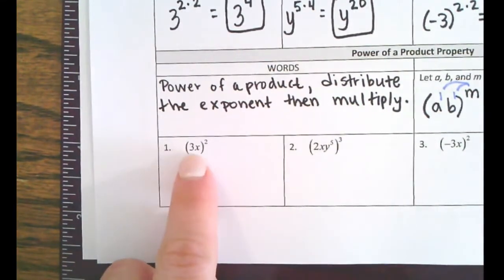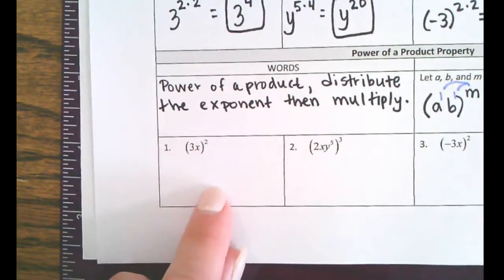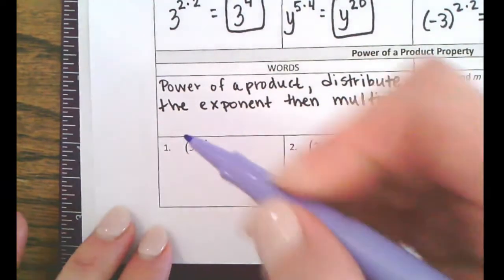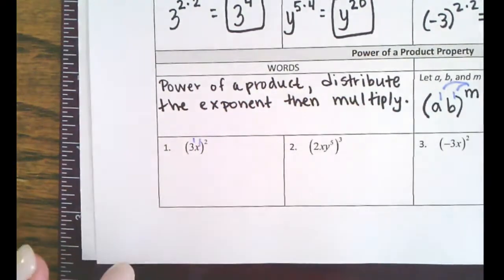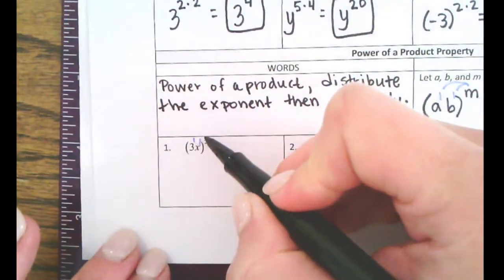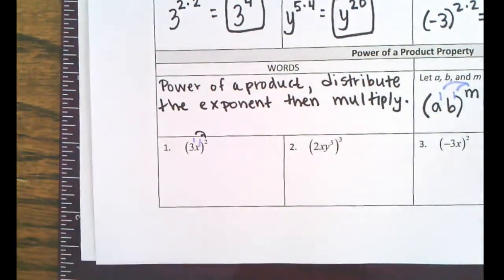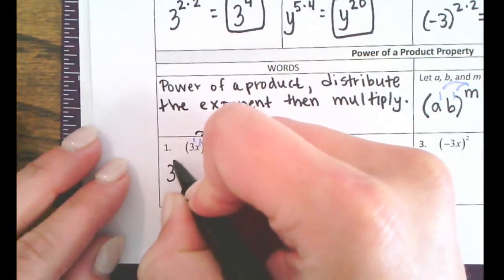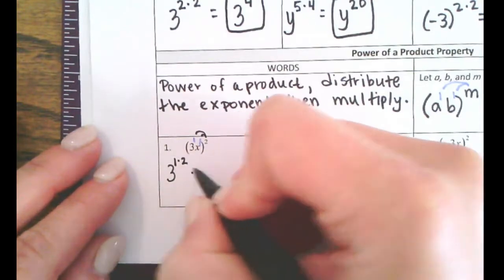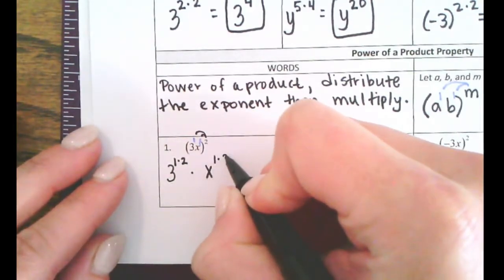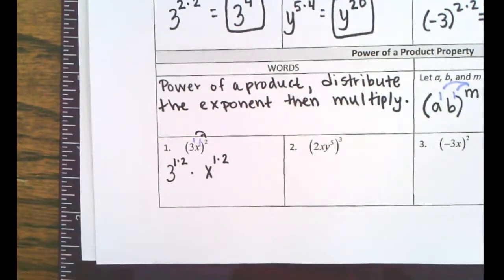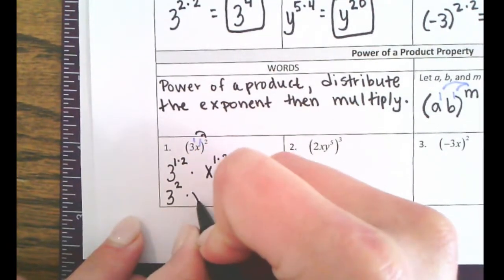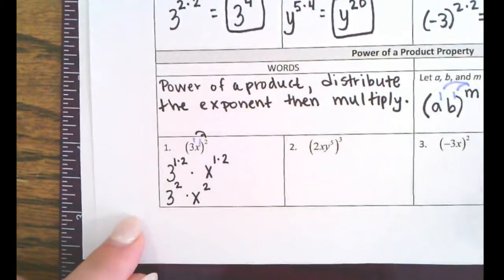Okay, so the first thing I have is 3x squared. So 3 and x do not have exponents on them, which means they both have the understood ones. I'm going to distribute this power of 2 to both of those bases. So this becomes 3 raised to the 1 times 2 and x to the 1 times 2. Simplifying that, I get 3 squared and x squared.